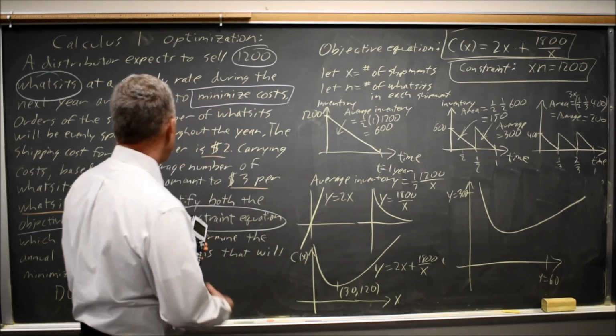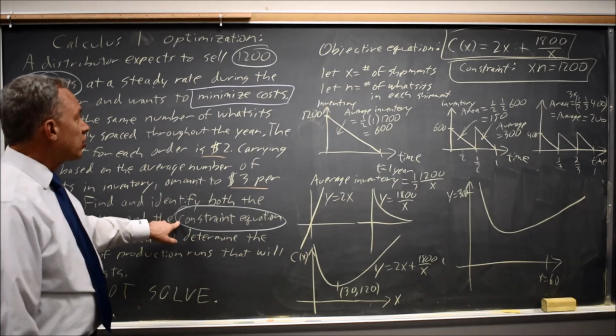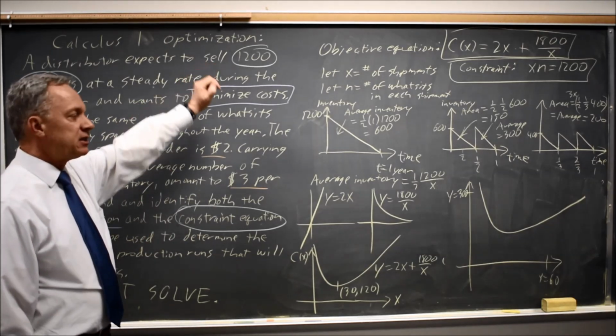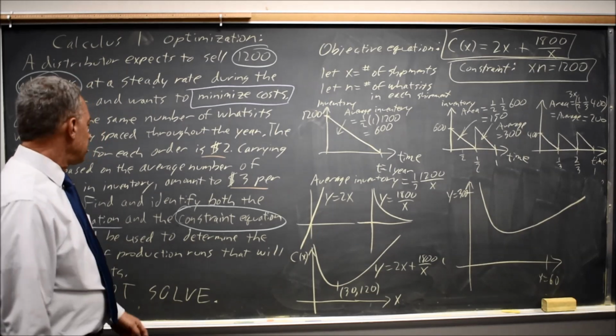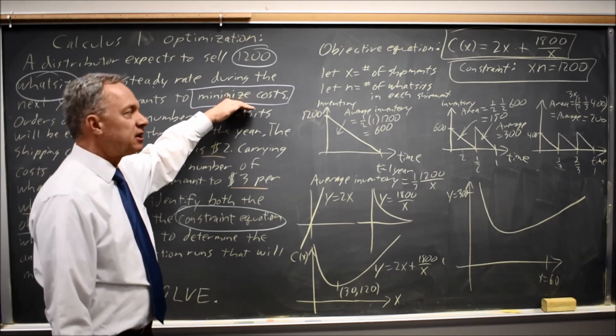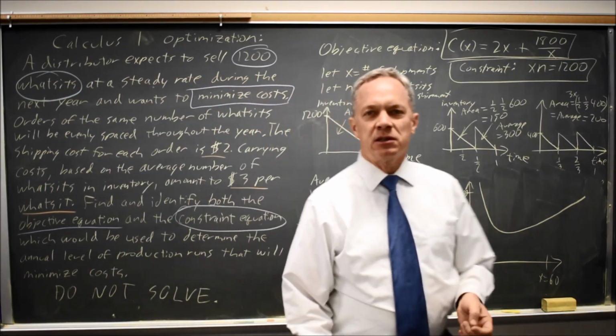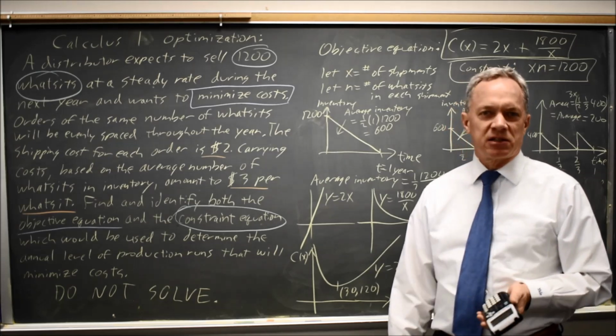So we were able to identify the constraint equation, which is the requirement that's always true that relates variables we may express, our objective equation, which is our goal, minimize cost, so it's the cost equation, and we found the solution that they asked us not to solve.